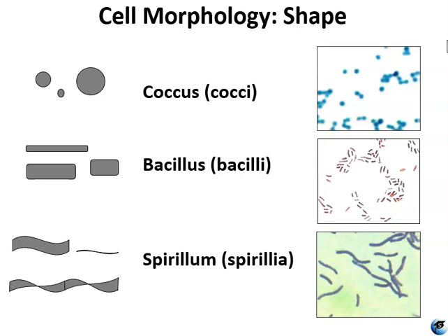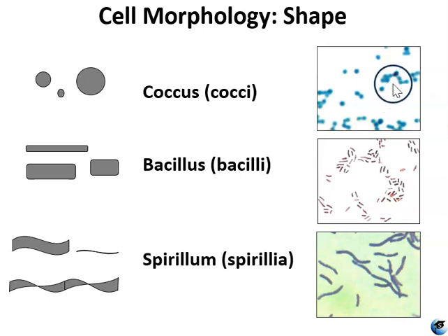Cell morphology is only going to be your shape and arrangement. There are more shapes than are shown here, but these are the most common and these are the ones that you're going to see in this class. You have coccus or cocci, which is plural, bacillus or bacilli, plural, and spirillum or spirilla, plural.